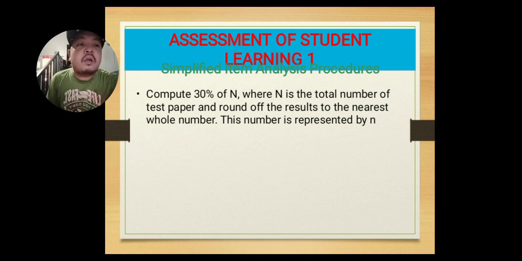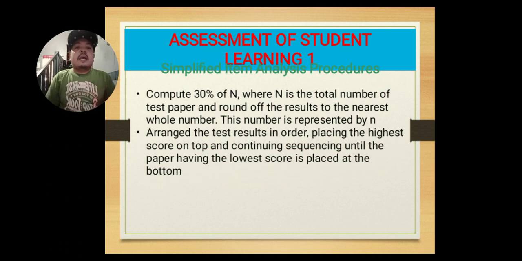Compute 30% of N. Second step, arrange the test papers in order, placing the high score on top and continuing sequencing until the paper having the lowest score is placed at the bottom. So just the regular ranking. You arrange the test papers from highest to lowest. Again, you arrange the test papers from highest to lowest.